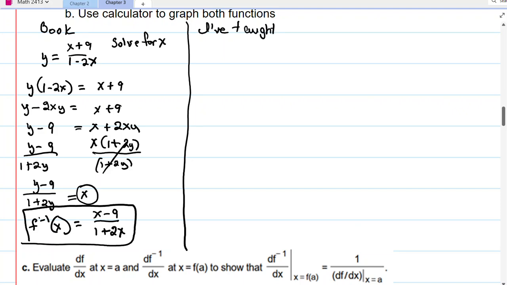Now, the way I taught it, everyone, I thought this was fantastic. I'd never thought of it like that.